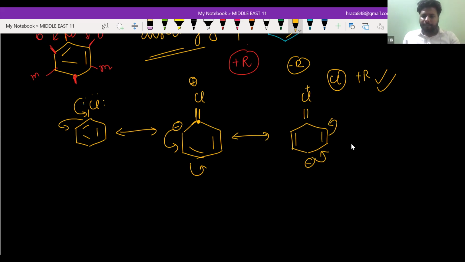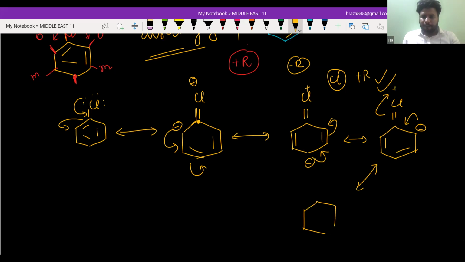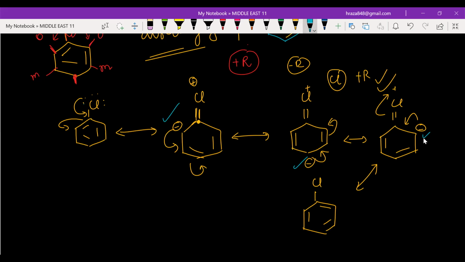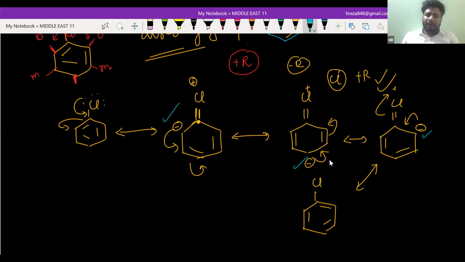Again, you have to do it like this, and this will be the negative, and again this. Now see the position of charge. Can you see the position of charge? Ortho, para, ortho. That's why it is ortho para directing. Okay.